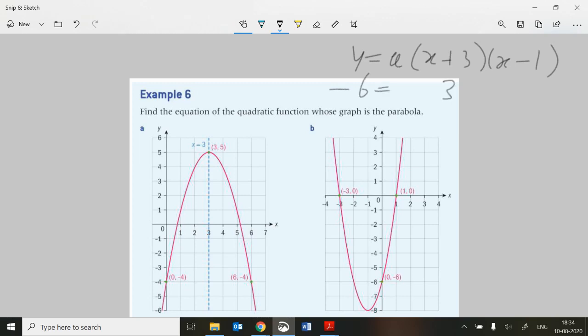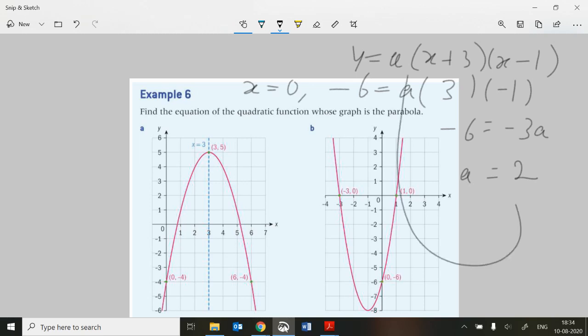So if I put in 0, I get 3 and minus 1. And we've got A there, and I should really tell the examiner what's going on. Let's put in 0. So now we're getting minus 6 equals minus 3A. And so A is equal to 2 if we divide both sides by minus 3. So there we go. And now we just need to restate the original equation.